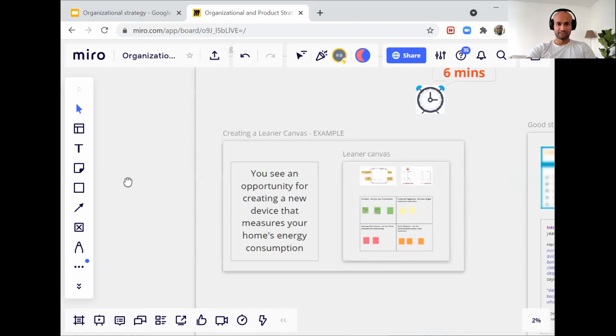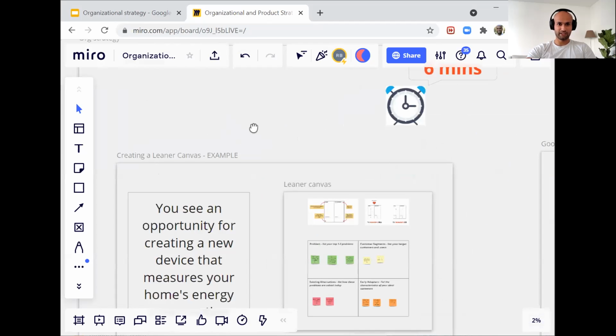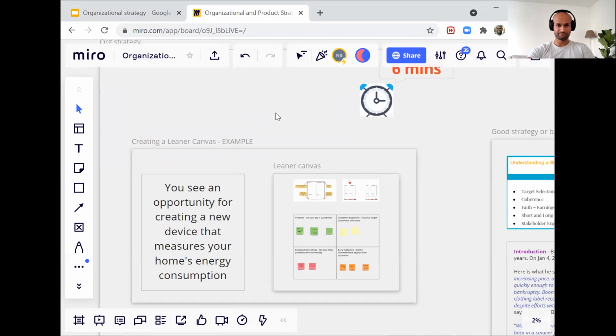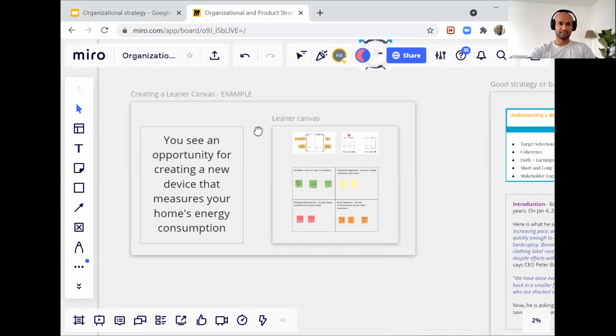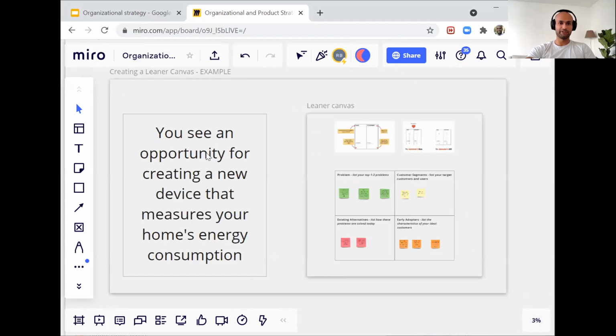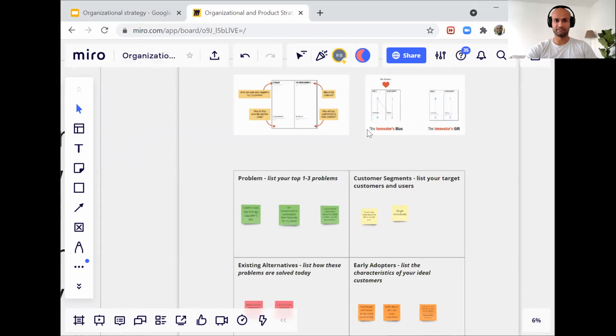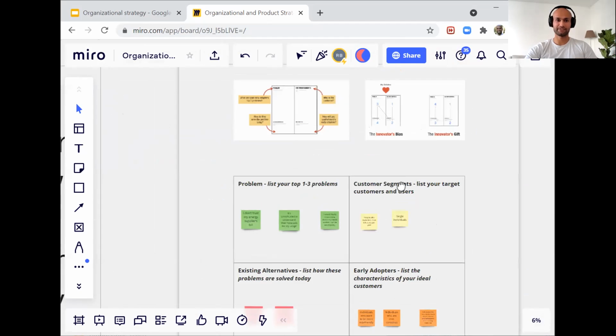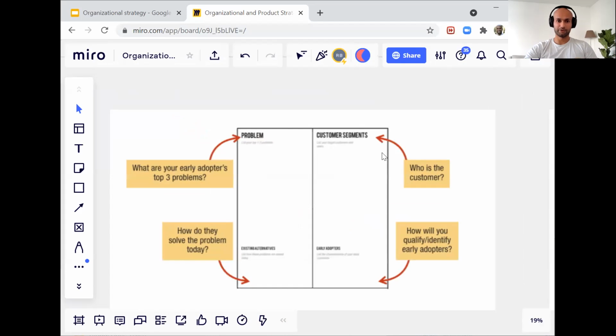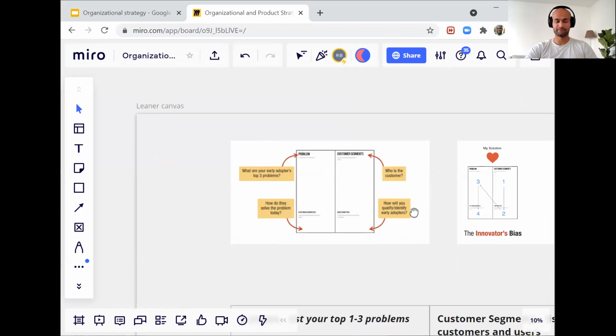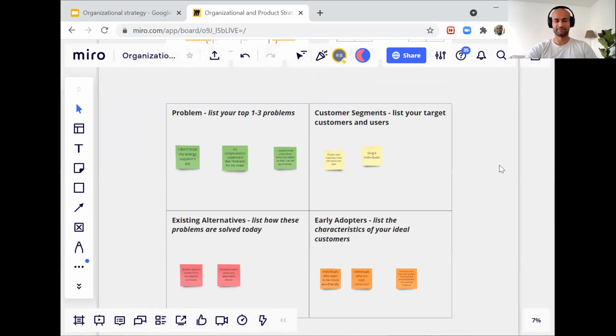Okay, great. So here on the left side, we have an example of a lean canvas. Let's say you want to create a business and you see an opportunity for building a new device that measures your home's energy consumption. This is the opportunity you see. If we use something like the lean canvas, these 4 different categories, customer segments, early adopters, alternatives, and problems, we want to think around those areas.